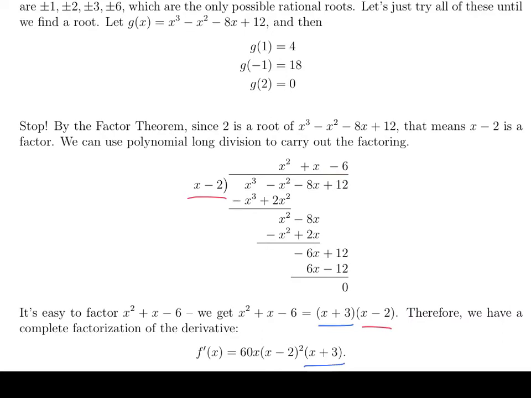All right, so that's a lot of work to get a factorization of the derivative, but it's really very important. We want to be able to have a complete factorization of the derivative. We'll see that in the next stage of the problem. So at this point, we've got three critical numbers. X equals -3, x equals 2, and x equals 0. That just comes from setting the derivative equal to 0. Those are the numbers that will make the derivative equal to 0.